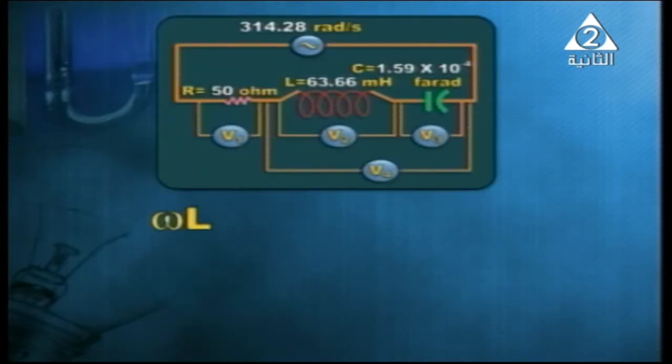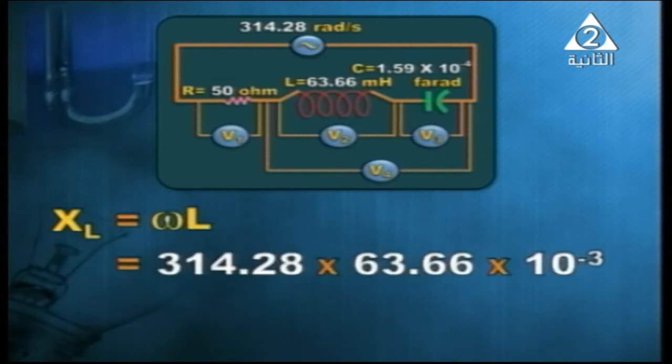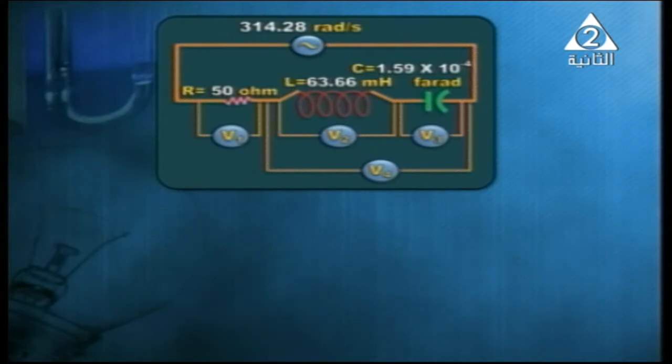First of all, XL is equal to omega L. So it is equal to, omega is given, 314.28 times inductance 63.66 milli, which should be converted, so multiplied by 10 to the power of negative 3. In this way, we managed to obtain the inductive reactance. It is 20 ohm.